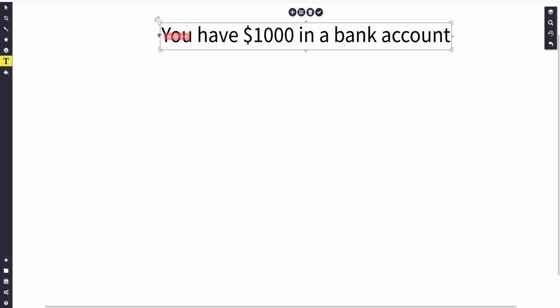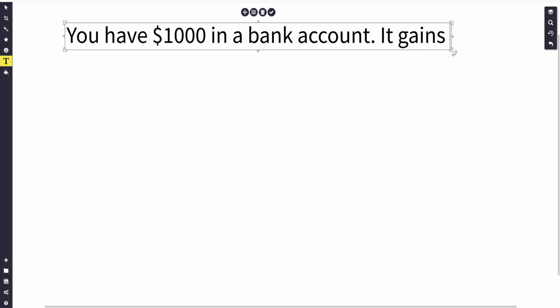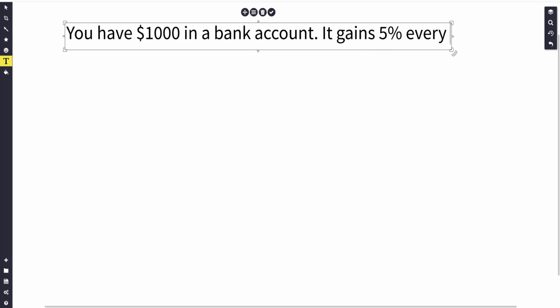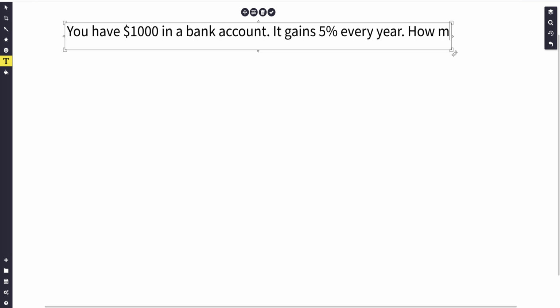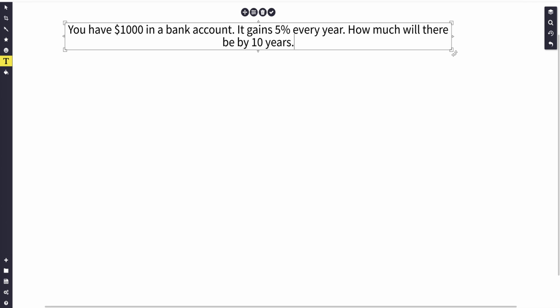So first one is, you have $1,000 in a bank account. Let me make this bigger. It gains 5% every year. How much will there be by 10 years? Okay, this is a really standard type of question you guys will see for exponential problems. So let's show you guys the steps.